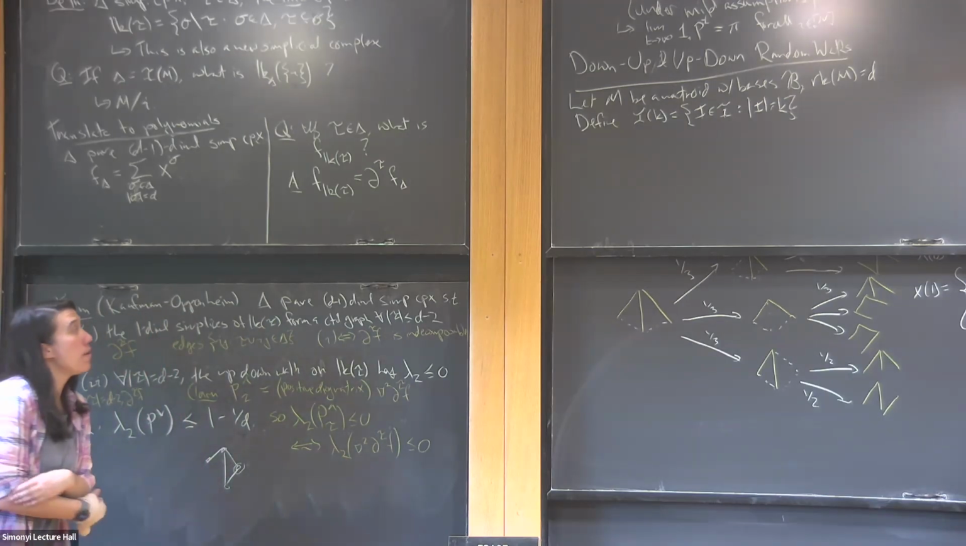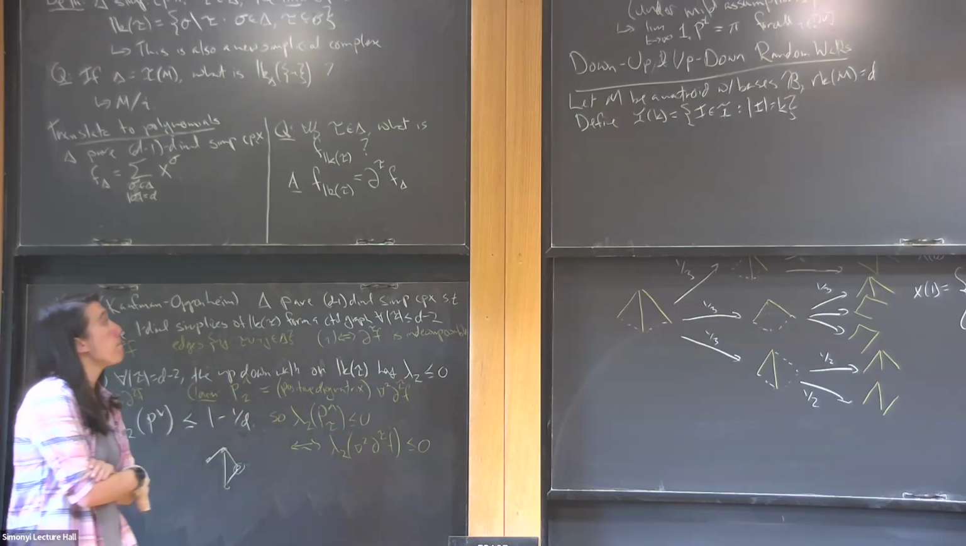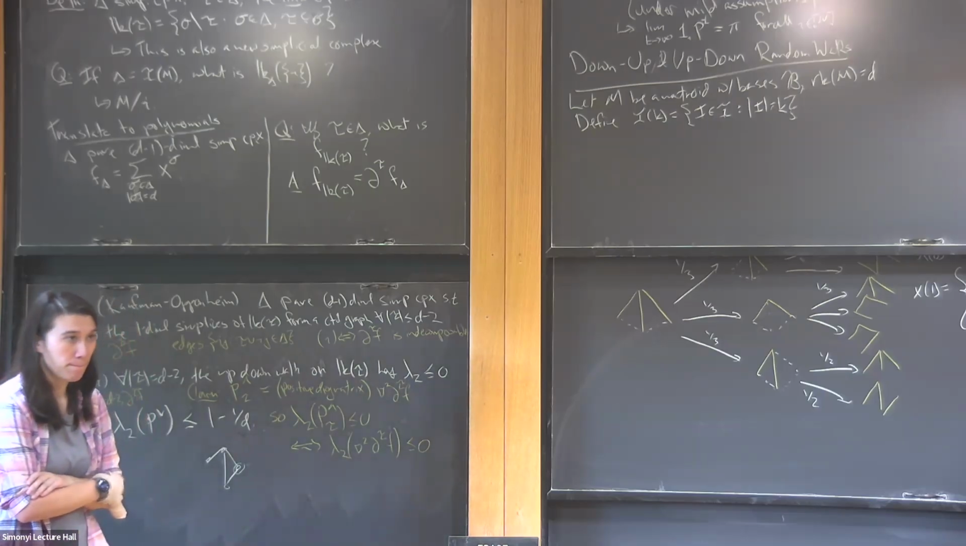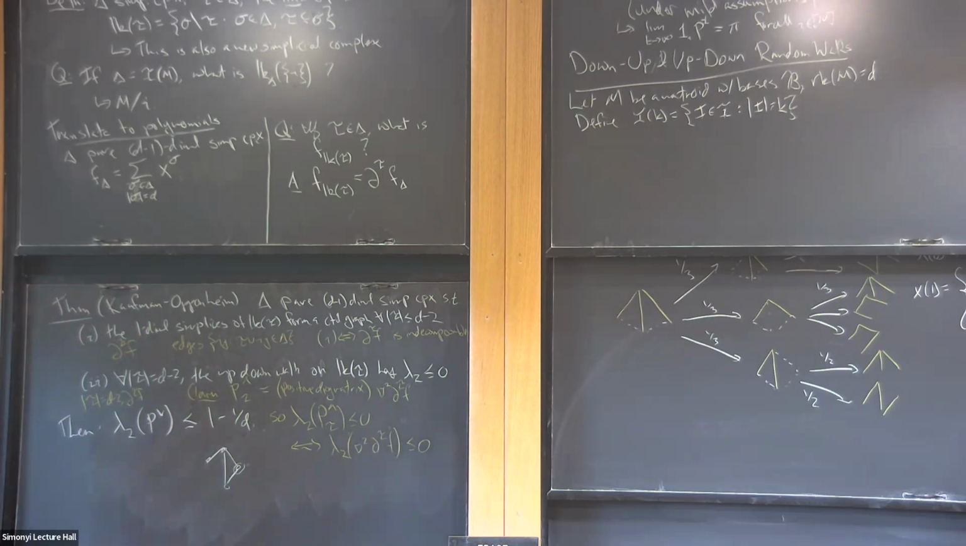It seems like for most of the talk, we've been dealing with down-up random walks, and then here suddenly there's some result about up-down random walks that implies something about a down-up random walk. Like, how did this happen?